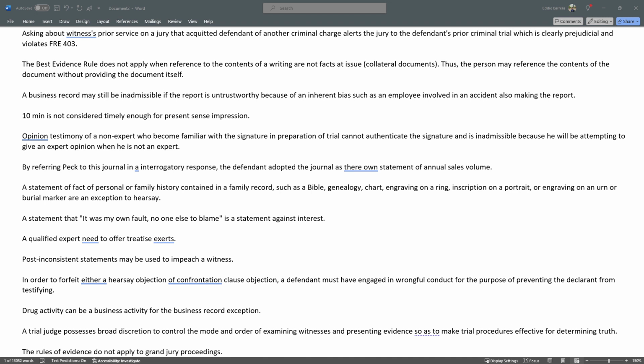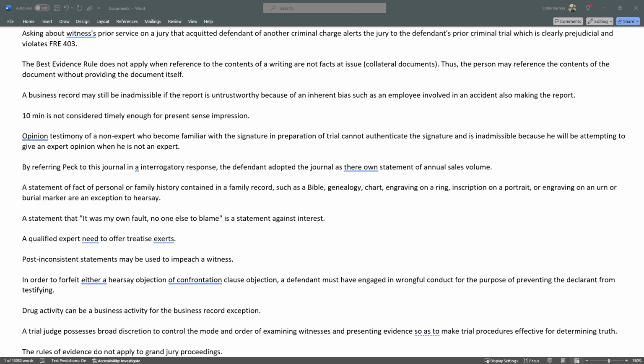Opinion testimony of a non-expert who became familiar with the signature in preparation for trial cannot authenticate the signature and is inadmissible, because he will be attempting to give an expert opinion when he is not an expert. By referring Peck to this journal in an interrogatory response, the defendant adopted the journal as their own statement of annual sales volume.